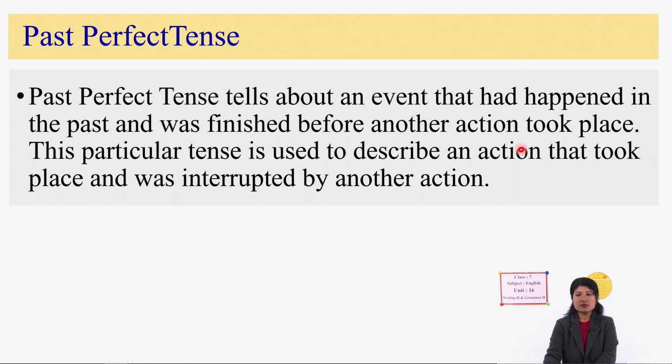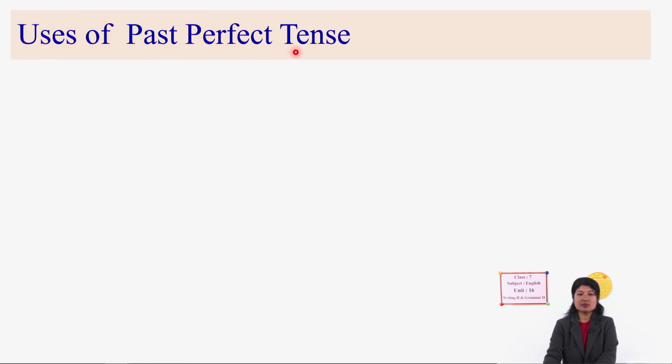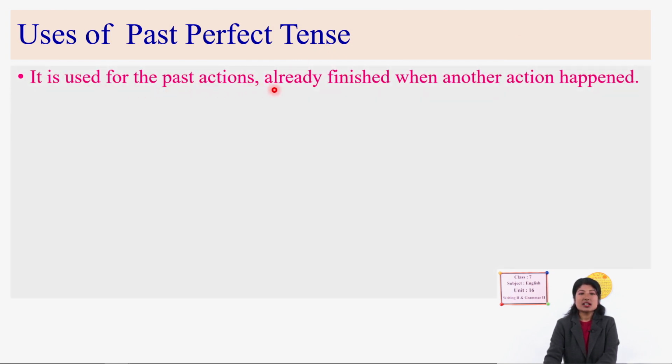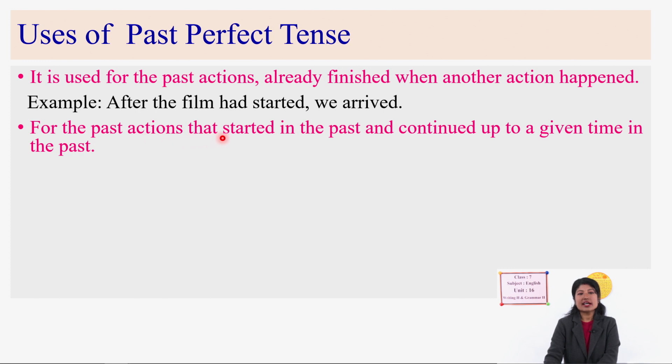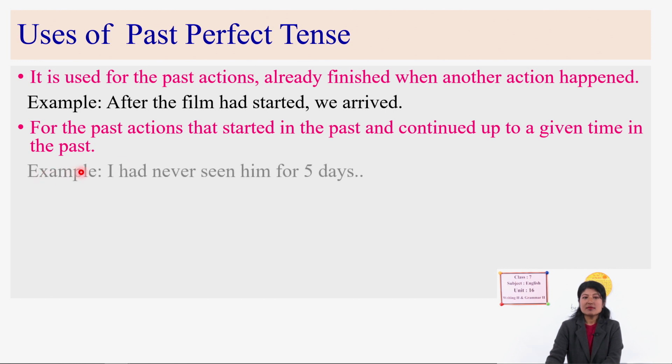Now, let's talk about some uses of past perfect tense. Number one, it is used for a past action already finished when another action happened. After the film had started, we arrived. So two actions are there. Number two, for a past action that started in the past and continued up to a given time in the past. Example: I had never seen him for five days.